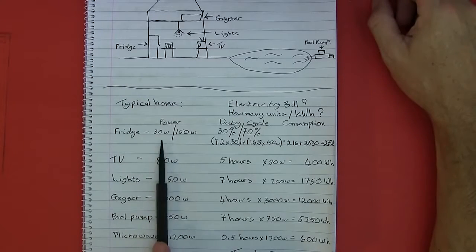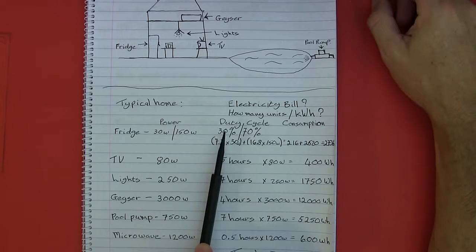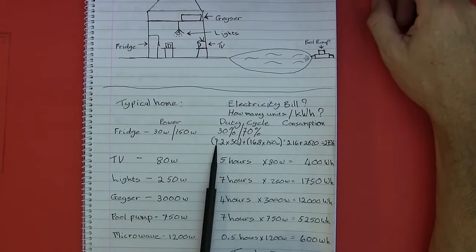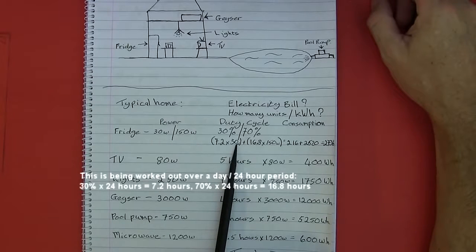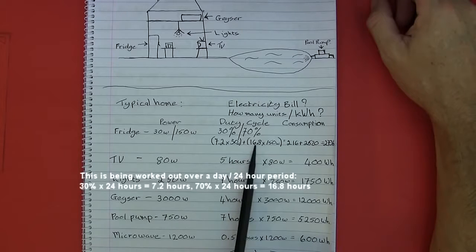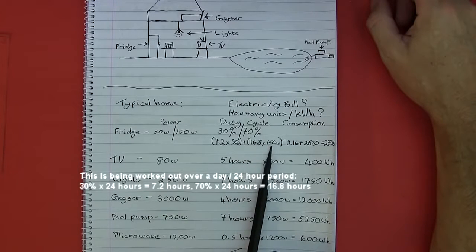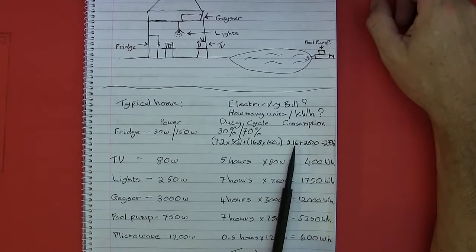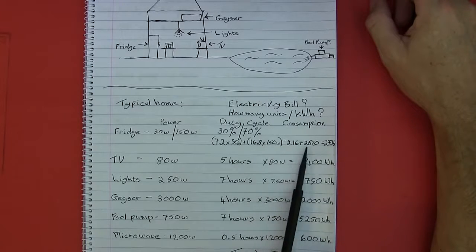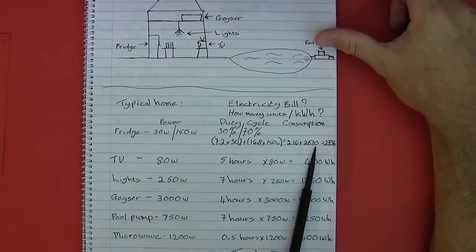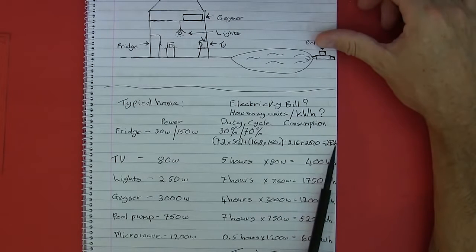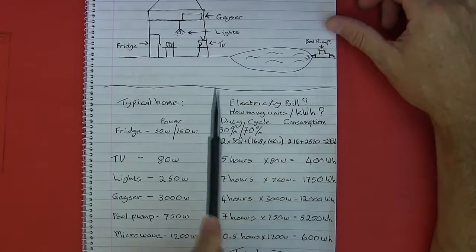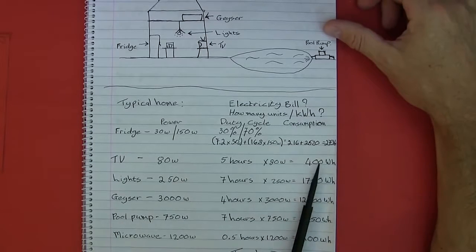So here we go, we've got our fridge. I'm saying it's got a duty cycle of 30% when it's almost idle, using 30 watts. So that's 7.2 hours times 30 watts plus 16.8 hours times 150 watts. So that works out to 216 watt hours plus 2,520 watt hours, which is a total of 2,736 watt hours. So as I said, if you want to understand this terminology, do refer to that video I pointed out in the beginning.